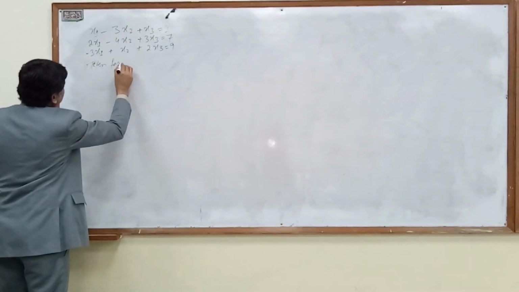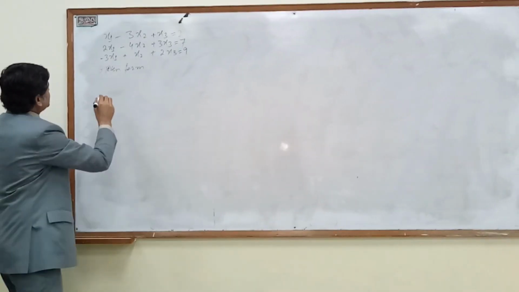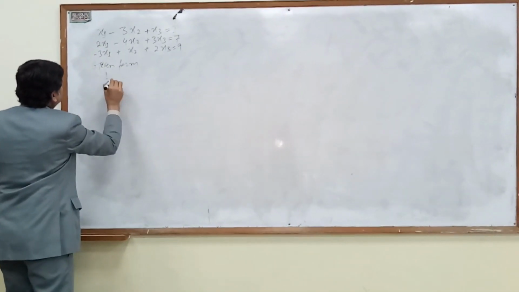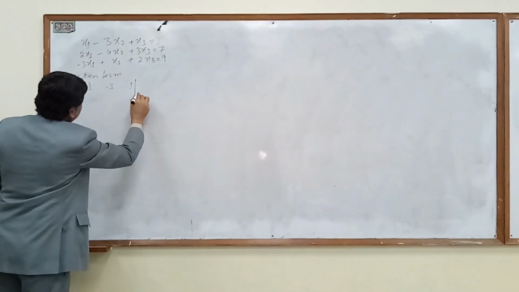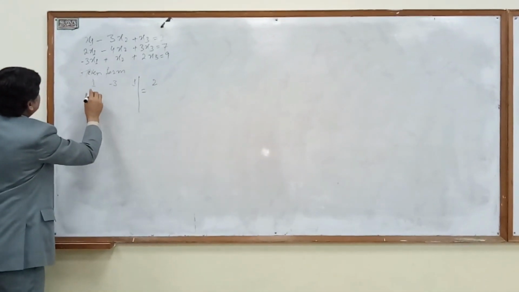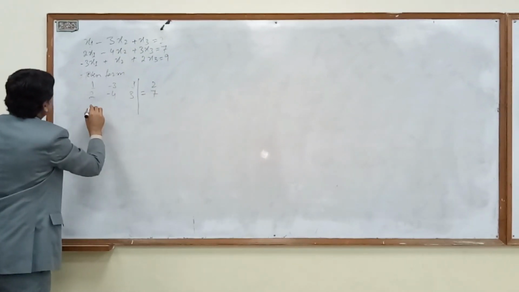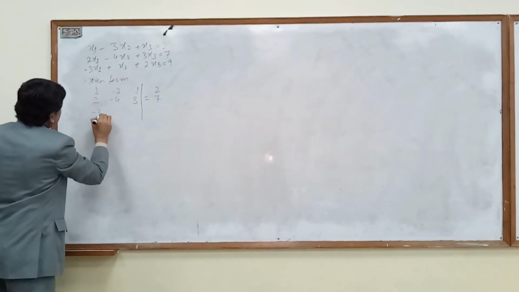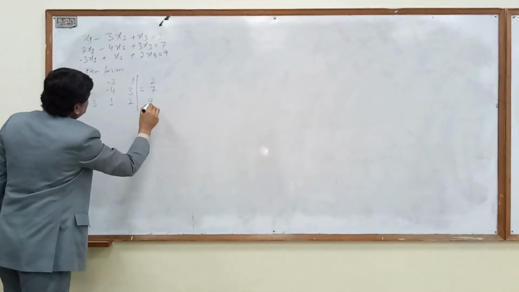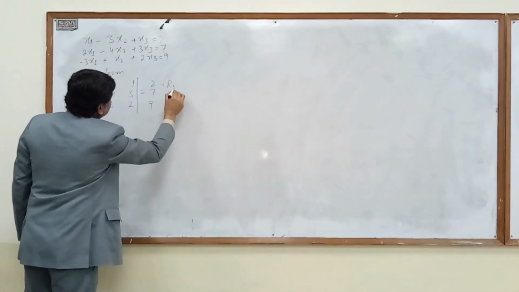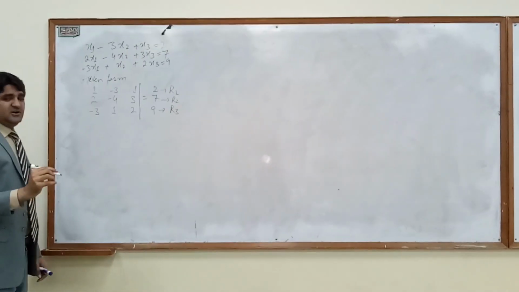Given form is, we simply convert the question into coefficient and constant form. So the coefficient of equation 1 is 1, minus 3, 1 is equal to 2. After that, 2, minus 4, 3 is equal to 7. Then the coefficients of equation 3 are minus 3, 1, 2 is equal to 9. This is row 1, row 2, row 3.